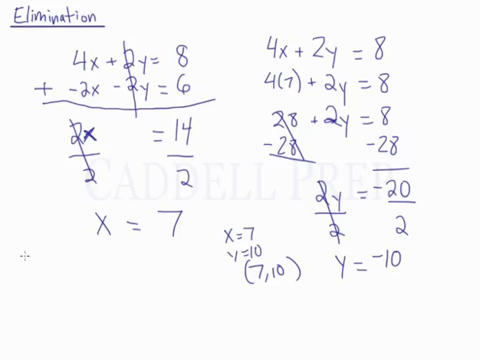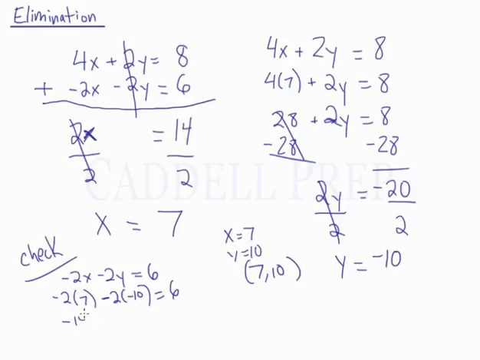But let's check it. So we used the top equation to solve for y. So let's check in the bottom equation. So negative 2x minus 2y equals 6. X is 7, so negative 2 times 7 minus 2 times negative 10 equals 6. It's going to be negative 14 plus 20 equals 6, and we get that 6 equals 6. So that checks out. This is our solution.